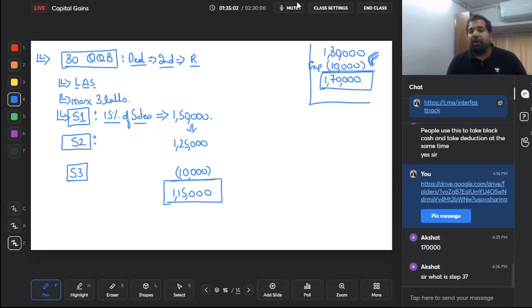So whatever deduction I want to give you, I'll reduce 10,000 from it. So this is an example of an expense. I hope that is clear. And finally, the number is 1,15,000. If the number was 3,15,000, I would limit it to 3,00,000.